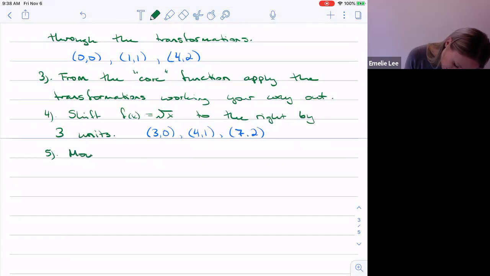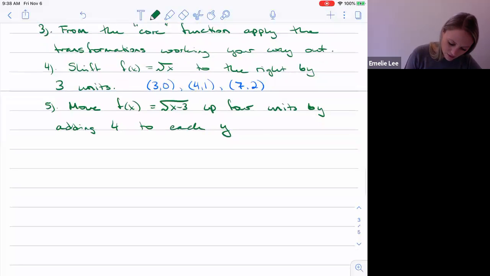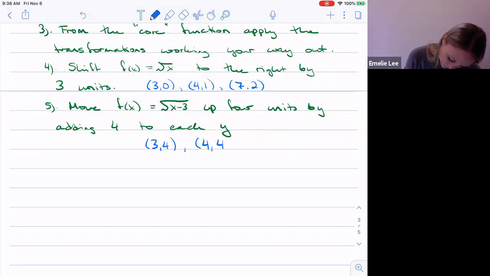Now move f of x equals root x minus 3 up 4 units by adding 4 to each y. Okay, so the resulting points, you have 3, 4, 4, 5, I said. Why am I struggling with that one so much? And 7, 6.